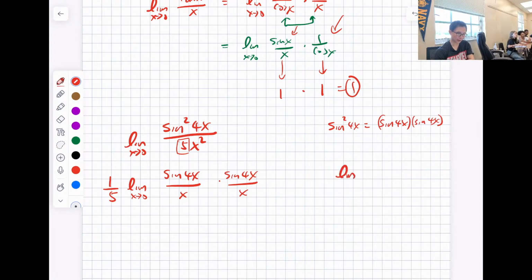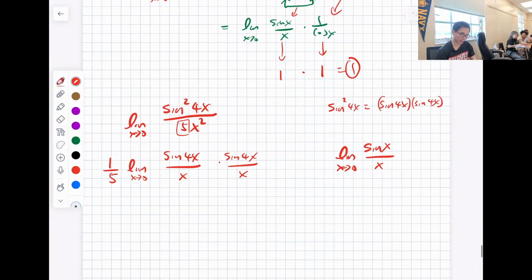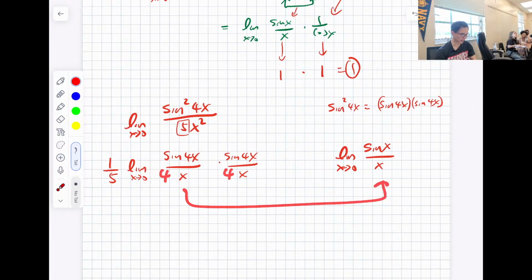Now, if you compare this limit as x approaches 0 of sine of x over x, it looks different. There's a 4 on the top, I'm sorry. So if I can make the bottom also 4x, if somehow I can make this 4 right here and this 4 right here, then it can look almost like this, right? Does that make sense?